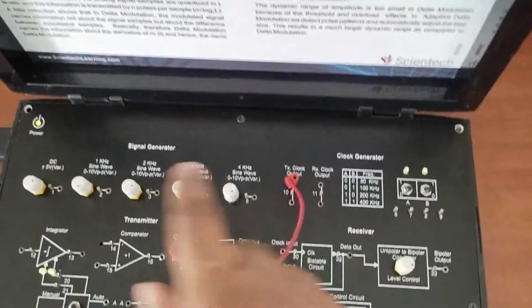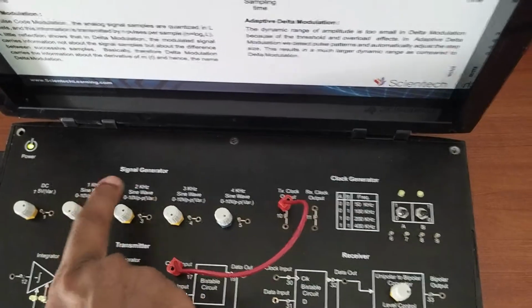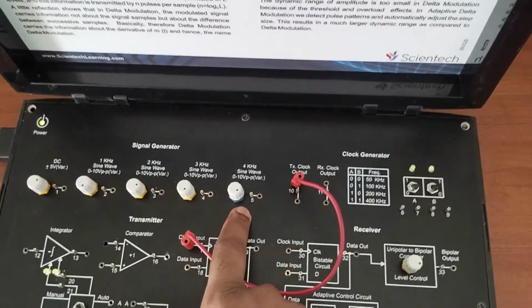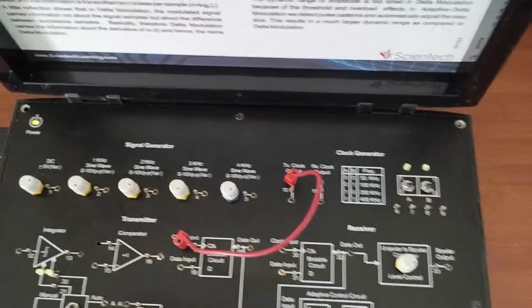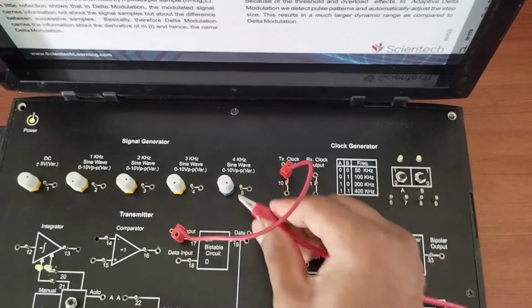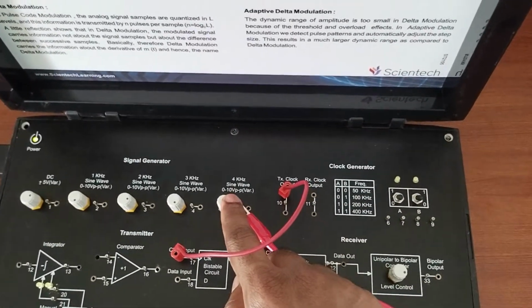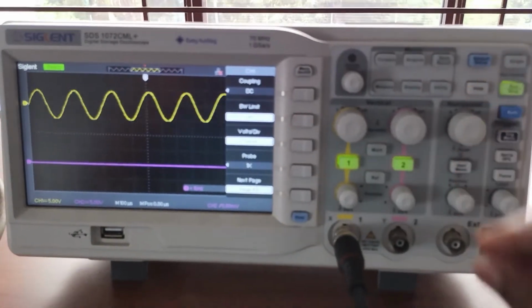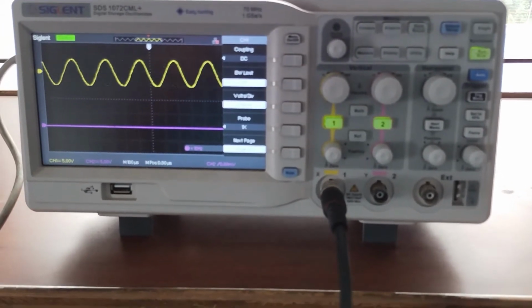I am using a message signal from the signal generator with different frequencies: 1 kilohertz, 2 kilohertz, 3 kilohertz, 4 kilohertz, like this, with a single fixed amplitude of 10 volt peak to peak. I am connecting a 4 kilohertz message signal on the signal generator and observing the waveform on the CRO. This consists of 4 kilohertz frequency with 10 volt peak to peak amplitude.